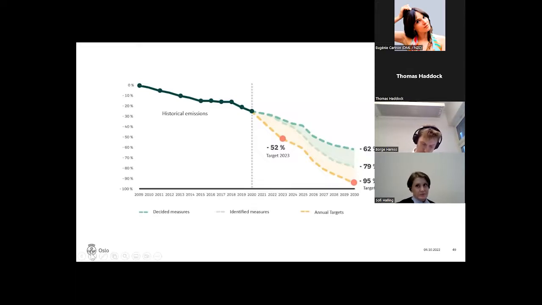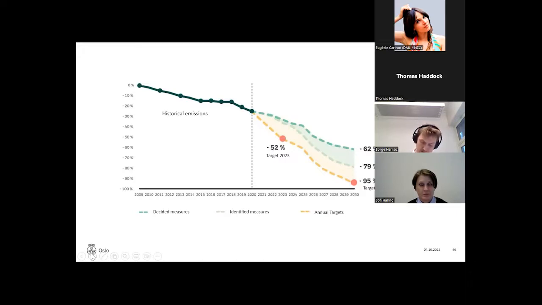The light green dotted line that's a little further down, this is something we called identified measures. And these are measures that the city is, for the most part, working on, but has not decided to implement yet for various reasons. They're being developed, don't have the data yet, etc. And we've estimated that these measures can take us down to around 80% emission reduction.